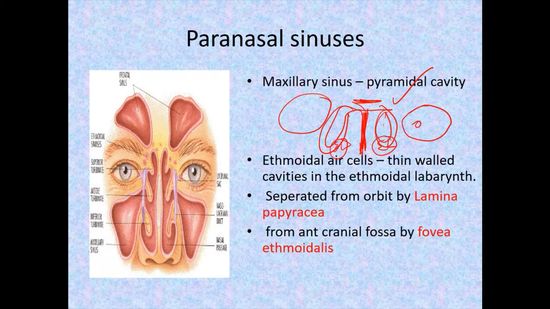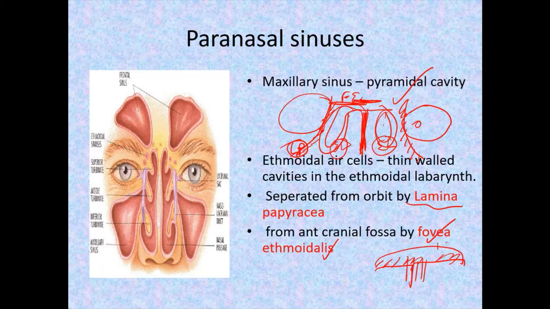The ethmoidal labyrinths are separated from the orbit by something called the lamina papyracea. The bone that separates the orbit and the ethmoids is nothing but your lamina papyracea. From the anterior cranial fossa, it is separated by something called the fovea ethmoidalis. This is the fovea ethmoidalis, and as you could see, this is the cribriform plate.